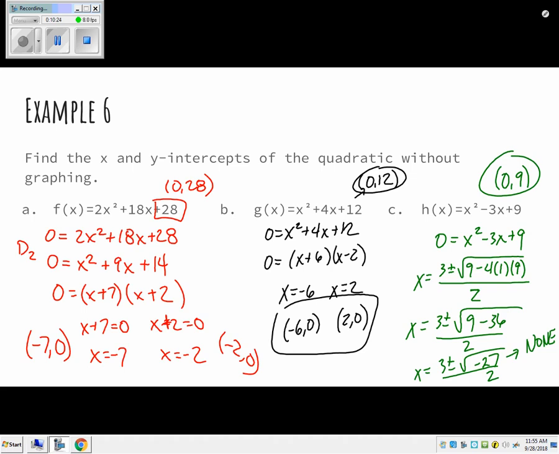Be careful on C. I got it. It was not factorable, so whenever I tried to plug it into the quadratic formula, I ended up with the square root of a negative. That's going to introduce i's into my answer, which makes my answers imaginary, which means that it will not cross the x-axis.